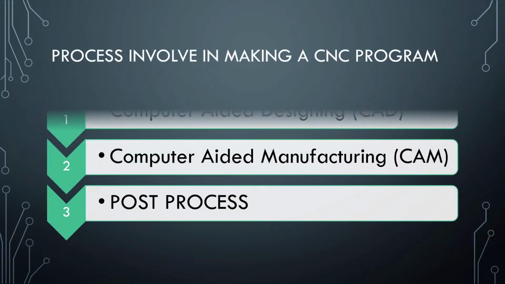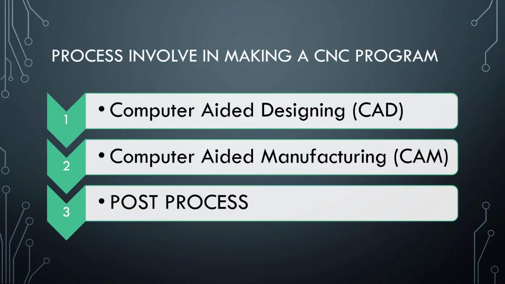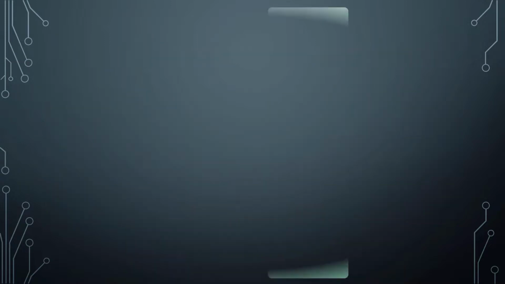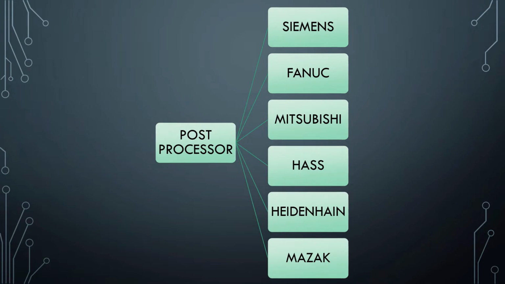The process of making a CNC program involves computer-aided design, computer-aided manufacturing, and post-processing. In NX, a 3D model is created according to the drawing, and then in the manufacturing module of NX, we can make the desired CNC program.